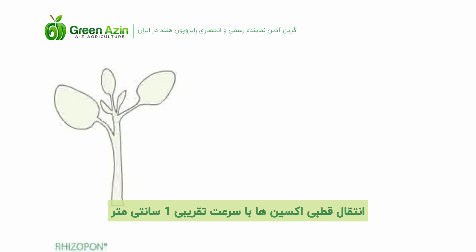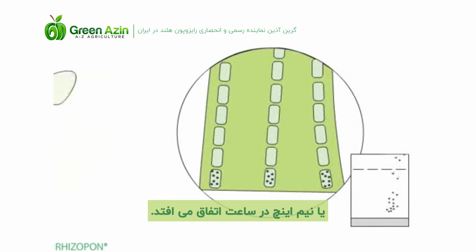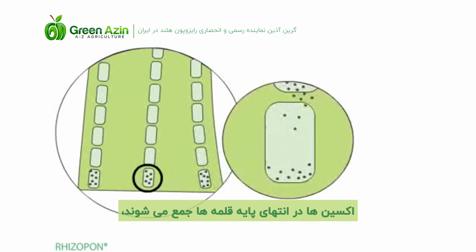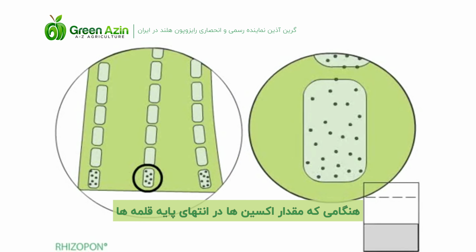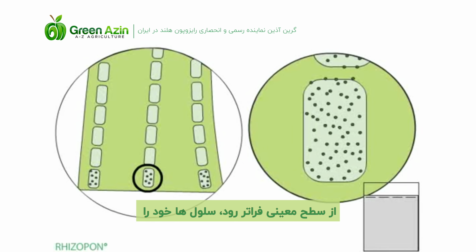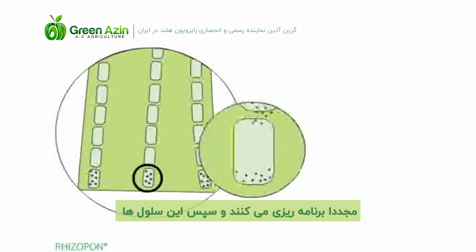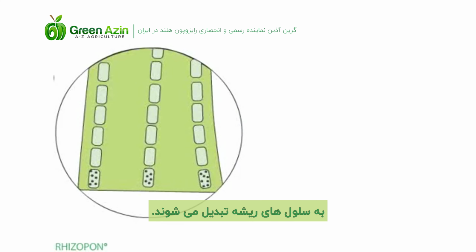Polar transport of the auxins occurs at a speed of approximately 1 centimeter, or about half an inch per hour. The auxins accumulate in the basal ends of the cuttings. When the amount of auxins at the basal ends of the cuttings exceeds a boundary level, then the cells reprogram themselves. Afterwards, these cells become root cells.